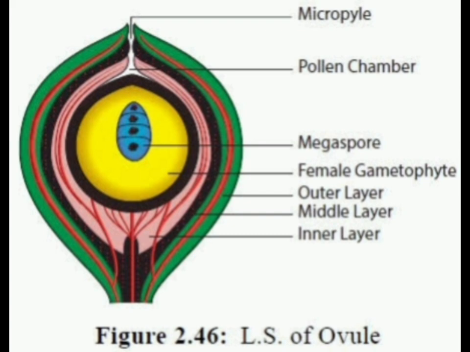So this is the structure of the ovule. It's a very simple structure. Now the next is about the gametophyte stage.